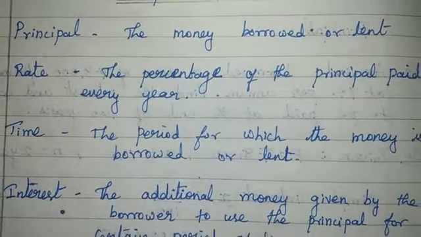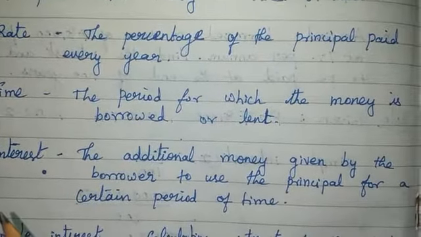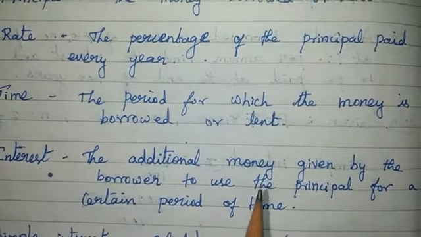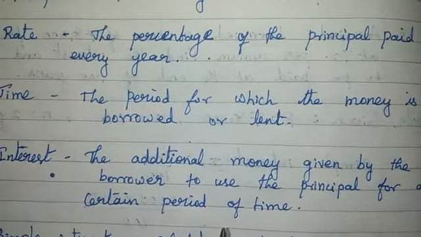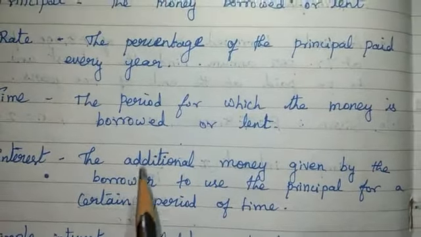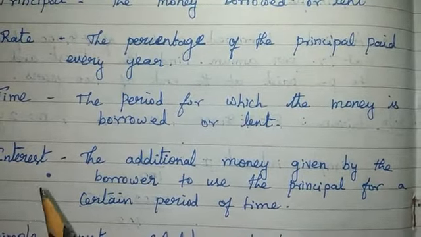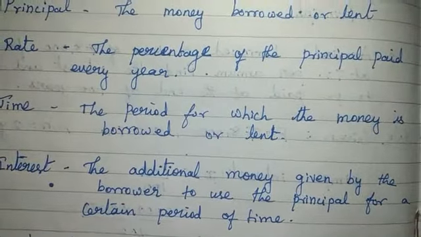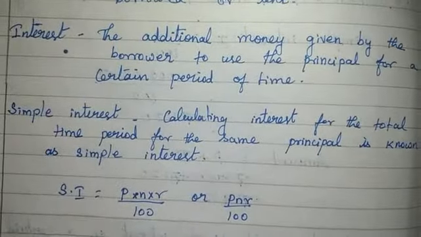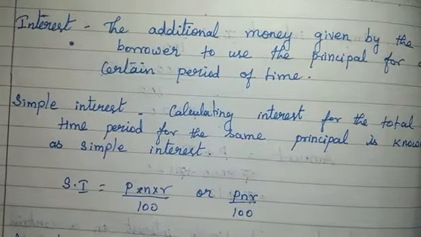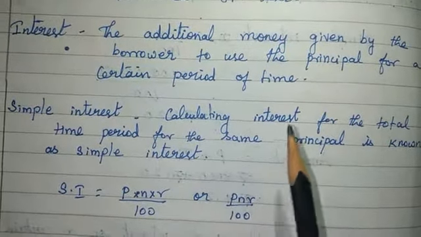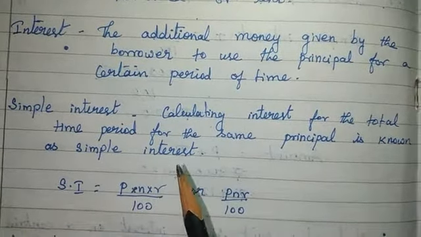And the next term we use in the bank, that is in money, is interest. Interest is the additional money given by the borrower to use the principal for a certain period of time. That additional money we call as interest. If the interest is calculated for the total time period for the same principal, then we call it simple interest.